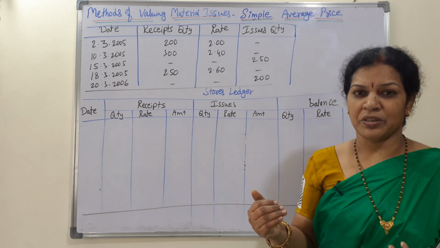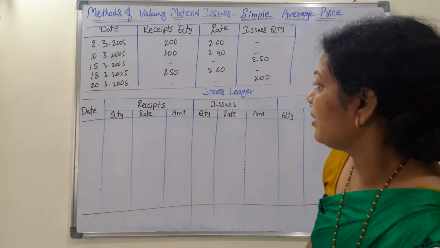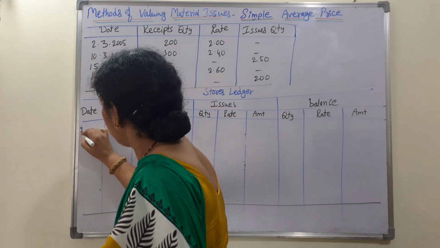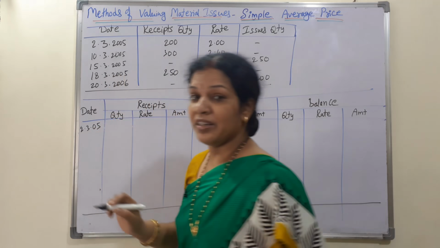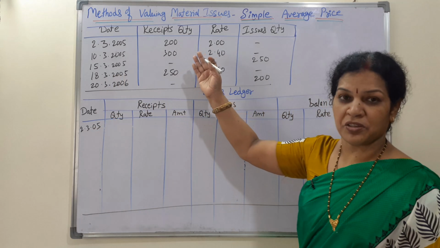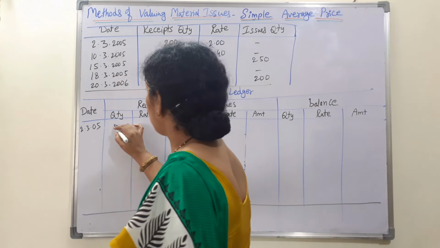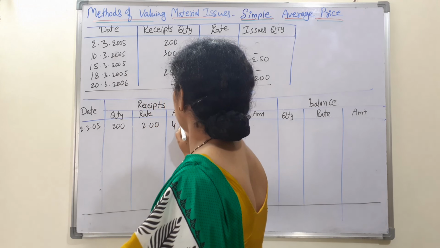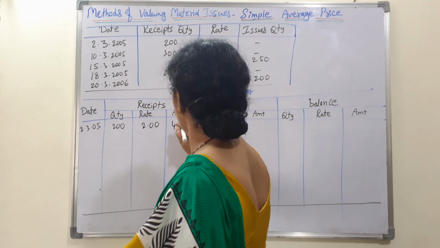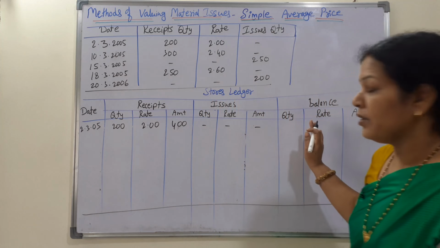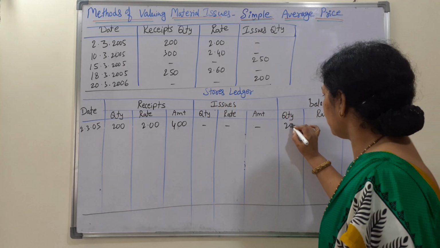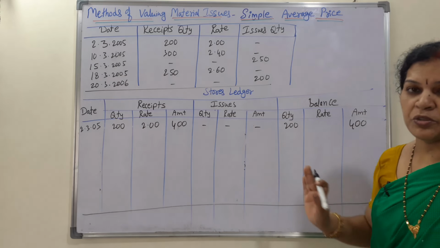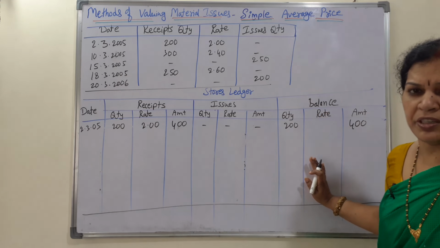Now how do you work it out? Just focus on the problem, I will work it out and you can observe. The first date is 2/3/05. Opening stock is not given, it doesn't matter, but we have purchased. How much? 200 quantity at the rate of 2 rupees, so it comes to 400. The same 400 we write as balance, 200 and 400. In simple average, we need not write the rate in the balance; this column you can keep empty.